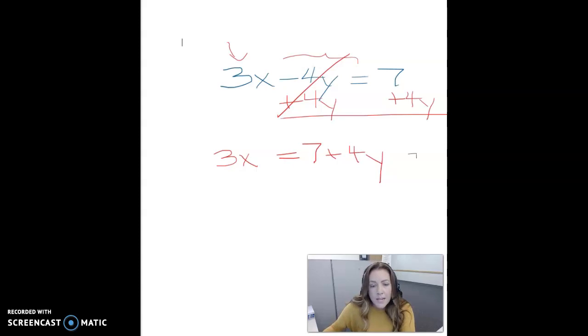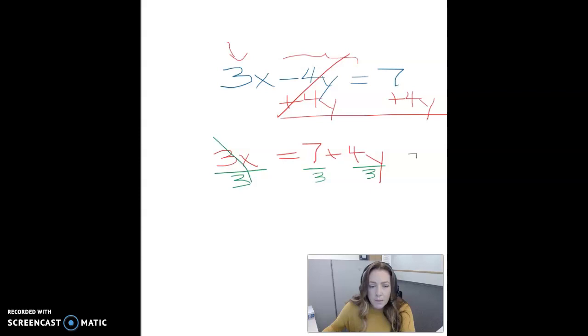Okay, so then next, when you divide, I'm going to get a different color. The 3 and the x are being multiplied, and so the inverse operation is to divide. So if I divide by 3, what a lot of students don't realize is you actually have to divide everything by 3 to balance it out. So I'm going to divide this by 3 and this term by 3.